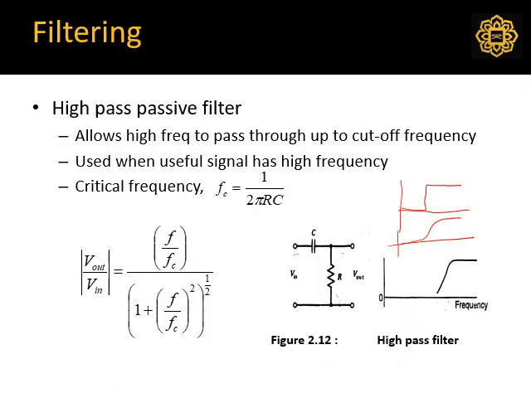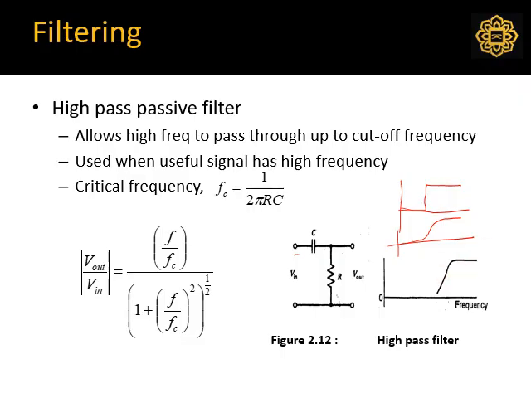Okay, now let's talk about a high pass filter. The equation changes a bit. You have f over fc on the top, and the bottom is this thing. And fc still remains the same, 1 over 2 pi RC. Now here your capacitor is in series. With this high pass filter, you are allowing the higher frequency to pass through the system. This is an ideal case. This is an actual case. In the ideal case, you will have a step response, but in the real case, you will have an S-curve response.